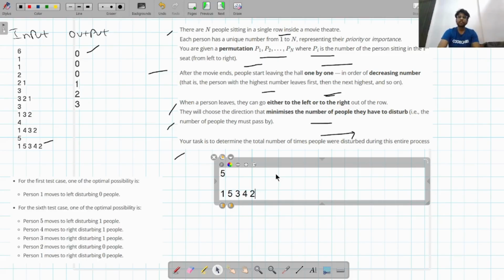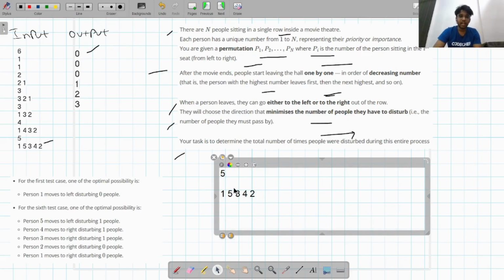So as it says, people with the highest number will go first, so 5 will go first, okay. So person 5 will move to the left, it will disturb person 1, right? And person 4 will move to the right, it disturbs person 2, right? And person 3 moves to the right, disturbing 1 person.